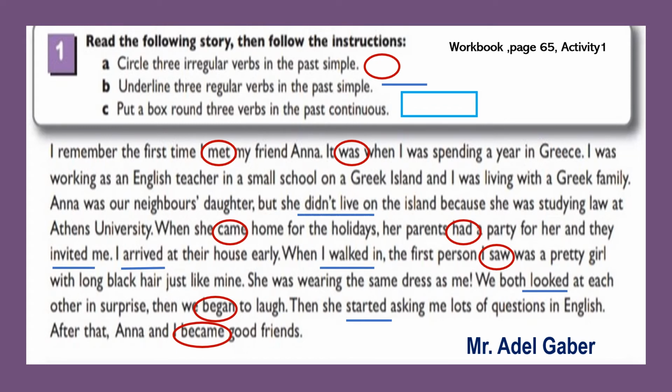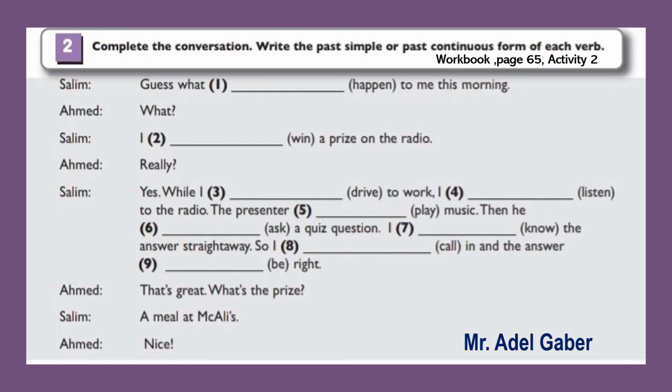Verbs in the past continuous: was spending, was working, was living, was studying, was wearing. Look at your workbook page 65, activity 2. Complete the conversation. Write the past simple or past continuous form of each verb. You have 5 minutes to read the conversation and do this task. Have you finished? Okay, check your answers.